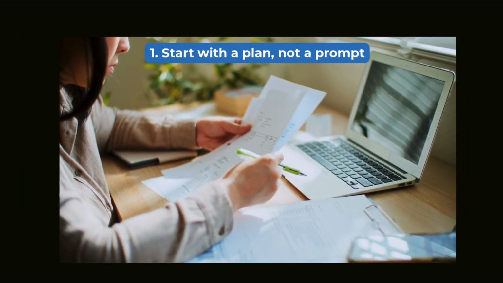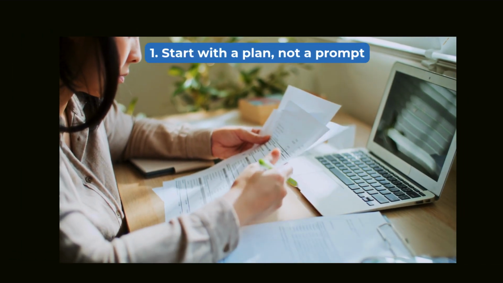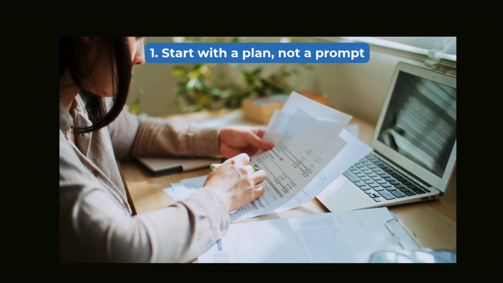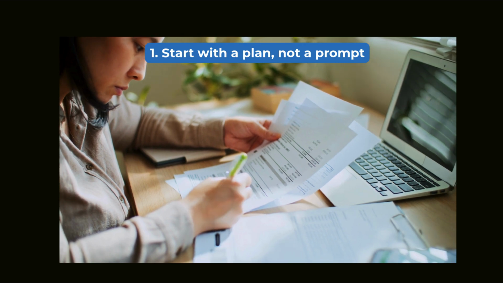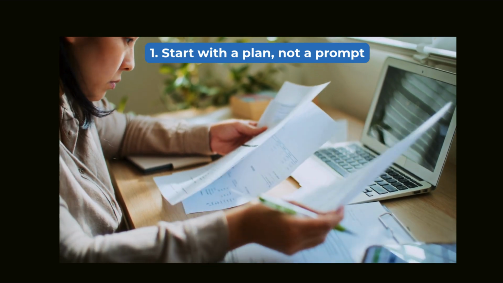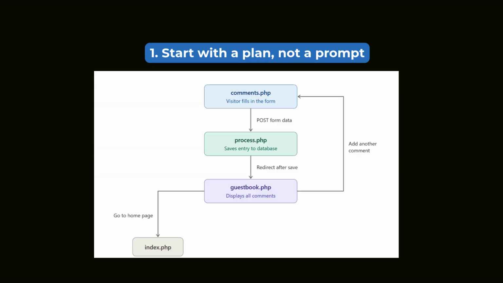Number 1, start with a plan, not a prompt. Start with a storyboard, a clear plan. Before you ask AI to write anything, sketch out your own structure, even just pseudocode or bullet lists of steps. If you don't know what the code should do, you can't judge whether AI got it right. The plan is your compass. The AI is just the vehicle.